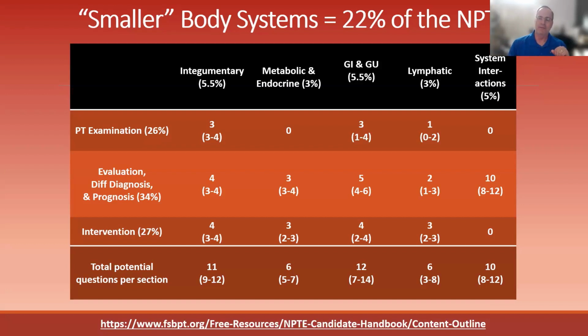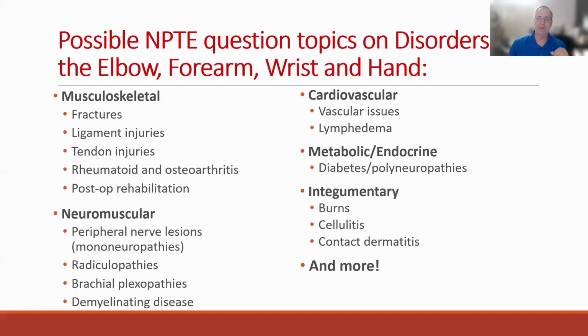But what I've chosen to really focus on tonight is going to be the musculoskeletal. So let me just kind of gray out some of these other systems that are listed on the right. We're going to focus on disorders that involve the musculoskeletal neuromuscular system. And you can see them listed here. So fractures, ligament injuries, tendon injuries. We know that RA and OA can affect the hand and the wrist, and post-op rehabilitation.